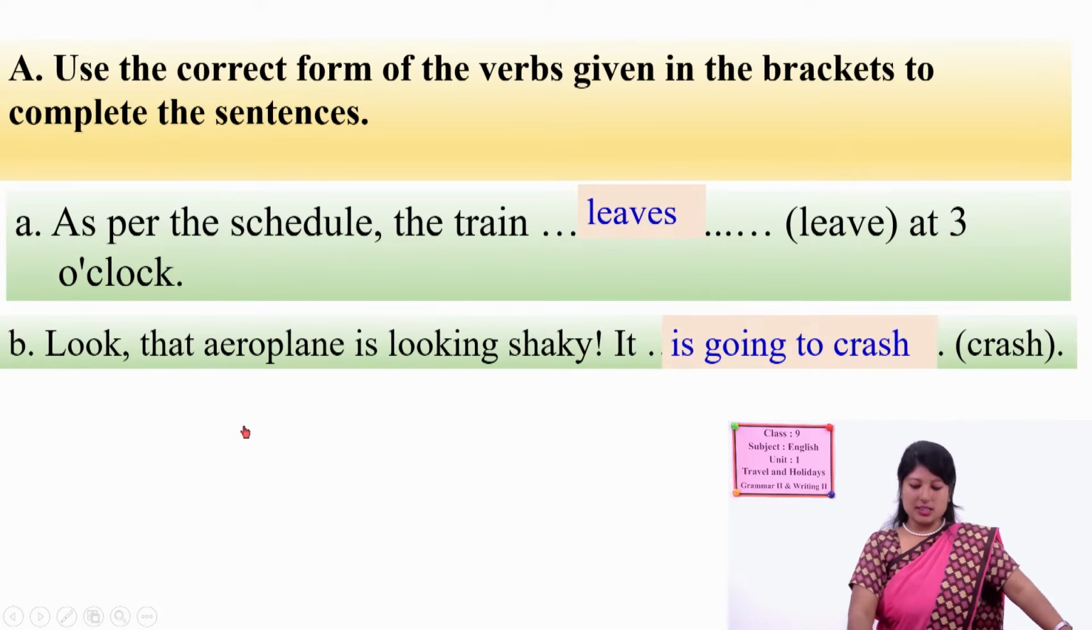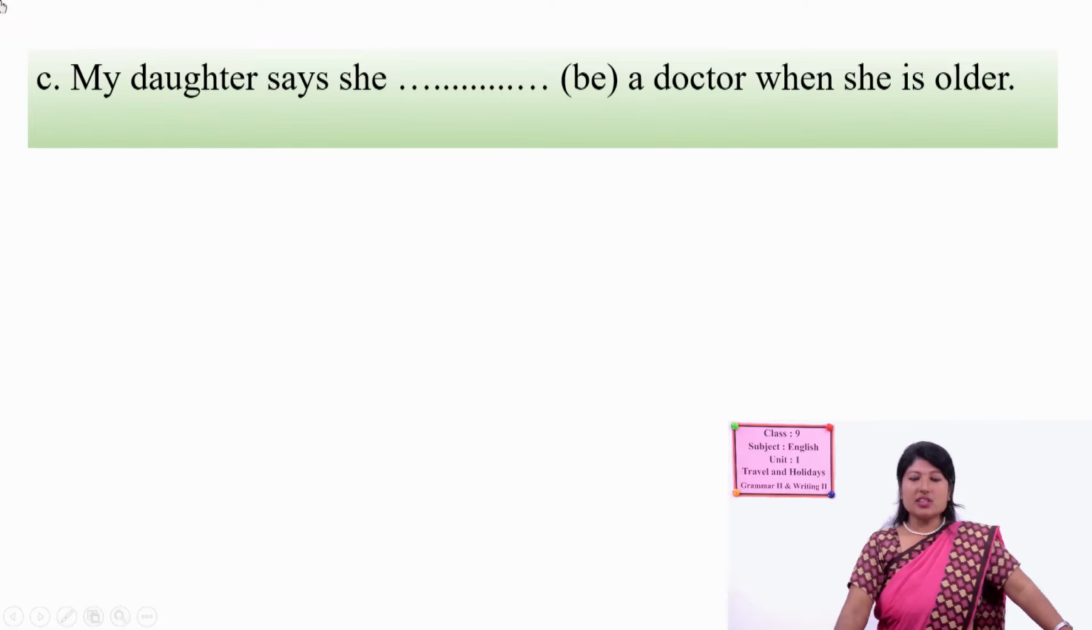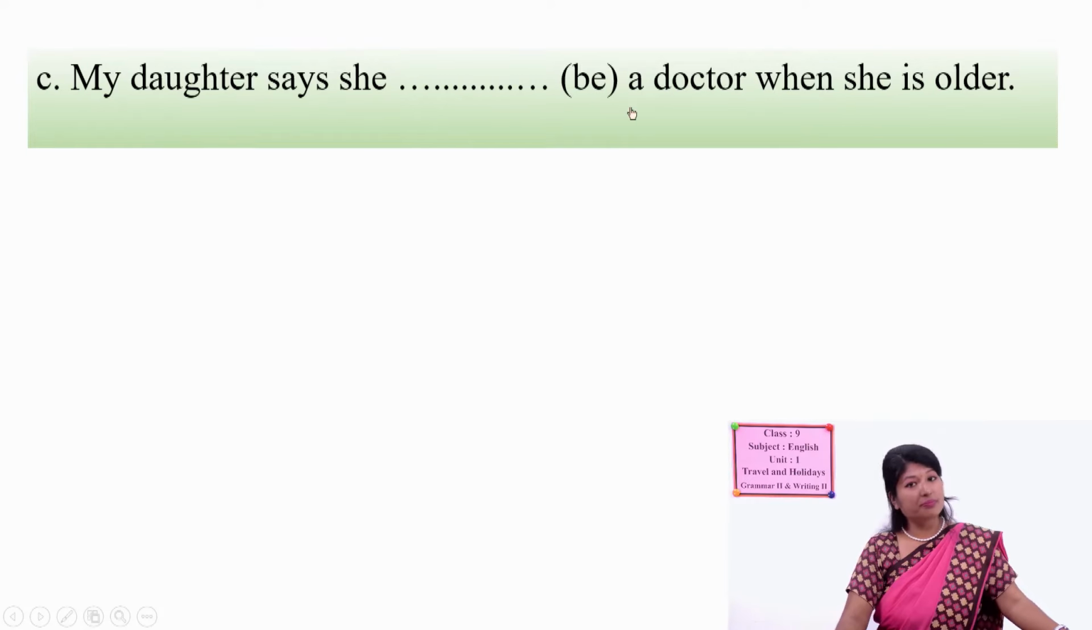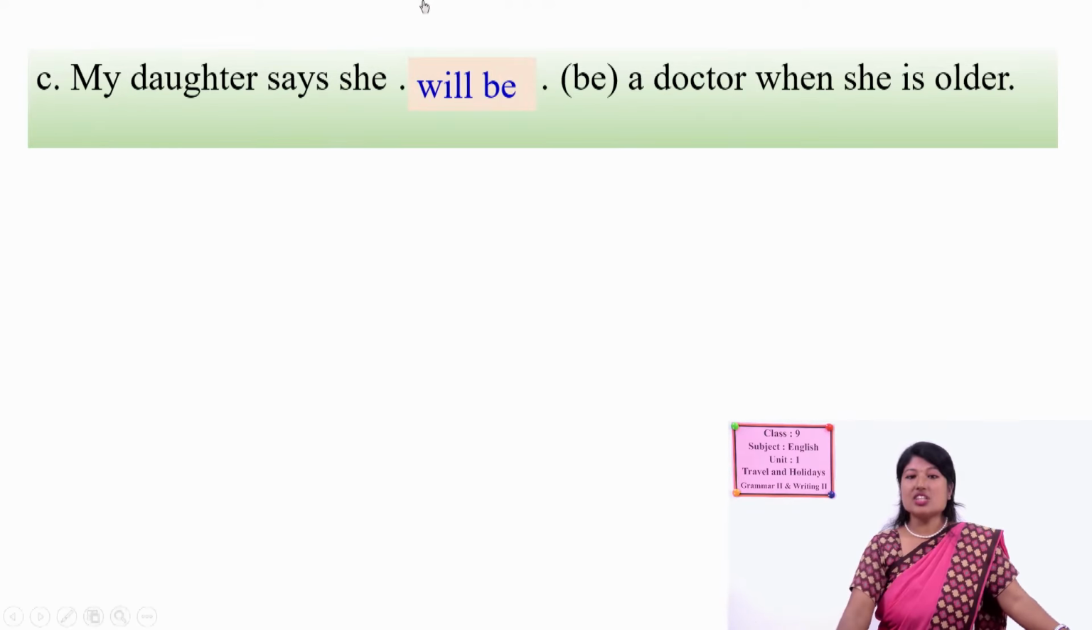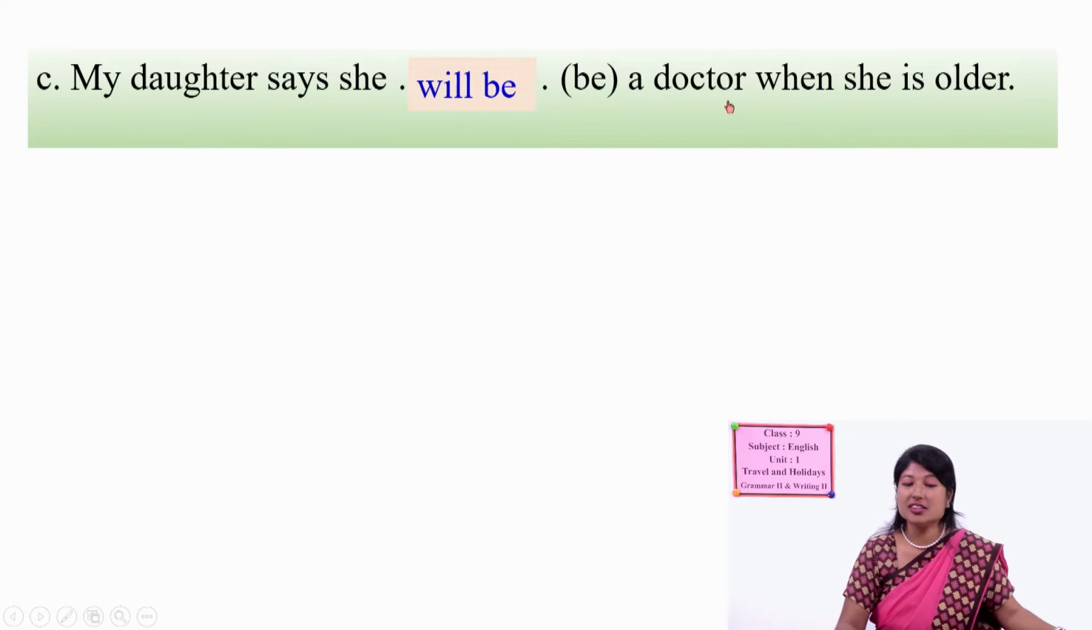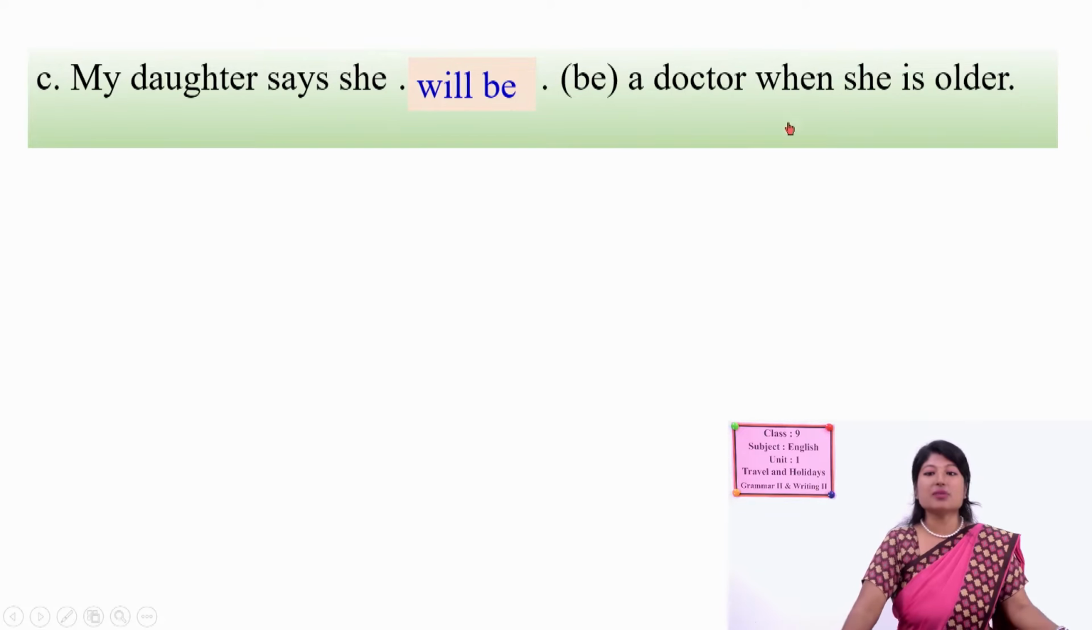Now number C. My daughter says she be a doctor when she is older. What to fill up over here? What did you say? Okay, yes. My daughter says she'll be a doctor. Okay, the required words here are will be. Will be is the answer. Will be a doctor when she is older.